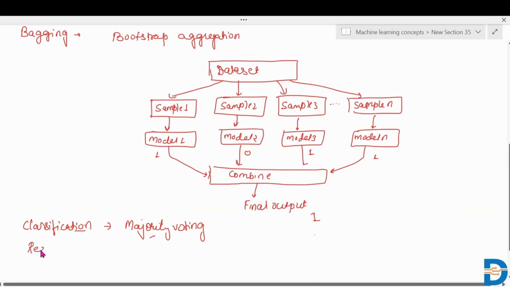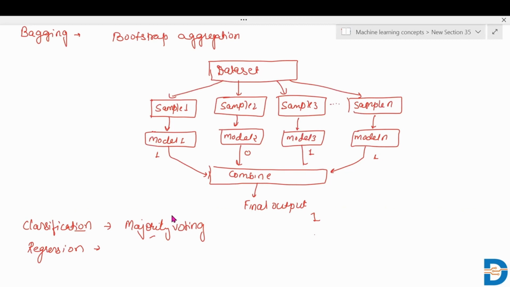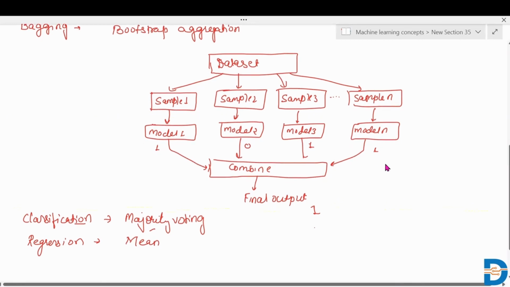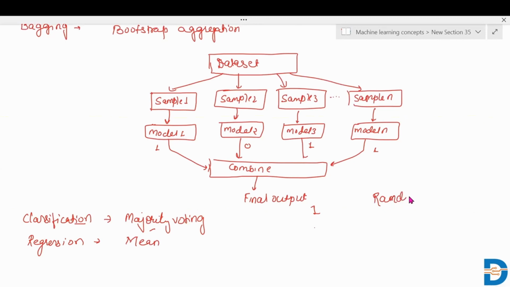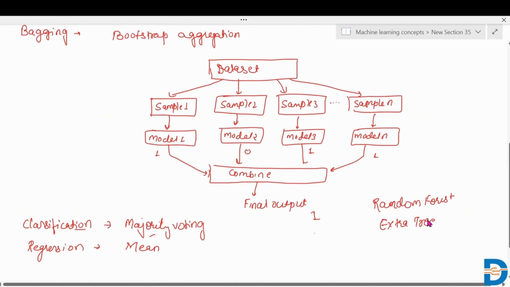Okay. So similarly in a regression problem, what will happen? The final output, that is the combination of outputs, will be the mean of all the values given by all the models. Okay. So like this bagging technique works. So we have many algorithms for bagging techniques. The most commonly used are random forest and extra tree classifiers. Okay, so this is about bagging.